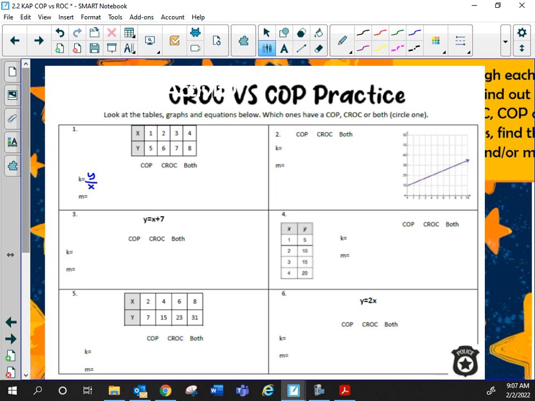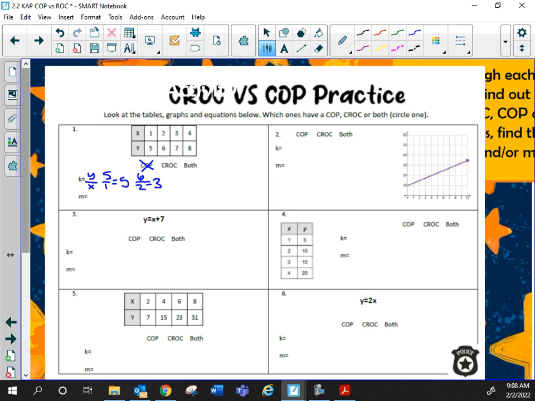Y over x. So you just pick some points. Okay, so I have a table full of points. 5 over 1 simplifies down to 5. Okay, do the next point. 6 over 2 simplifies down to 3. Does this problem have a concept of proportionality? No. Okay, so I'm going to cross that out.